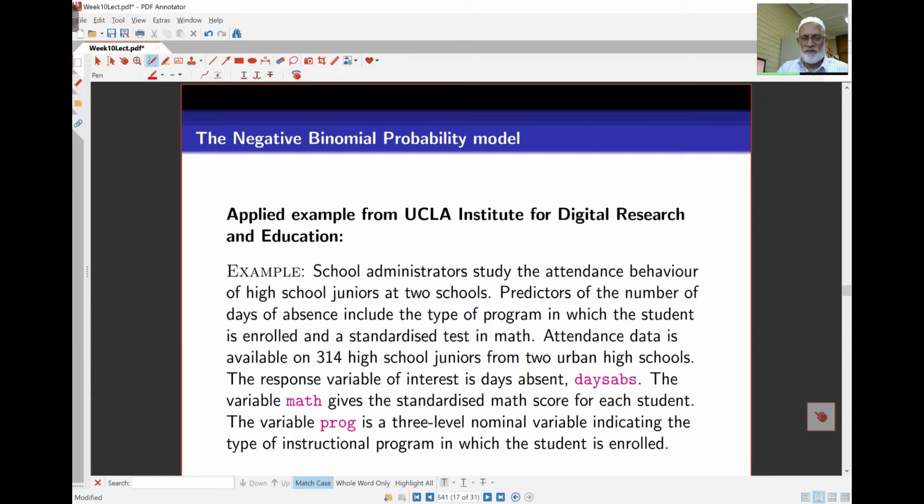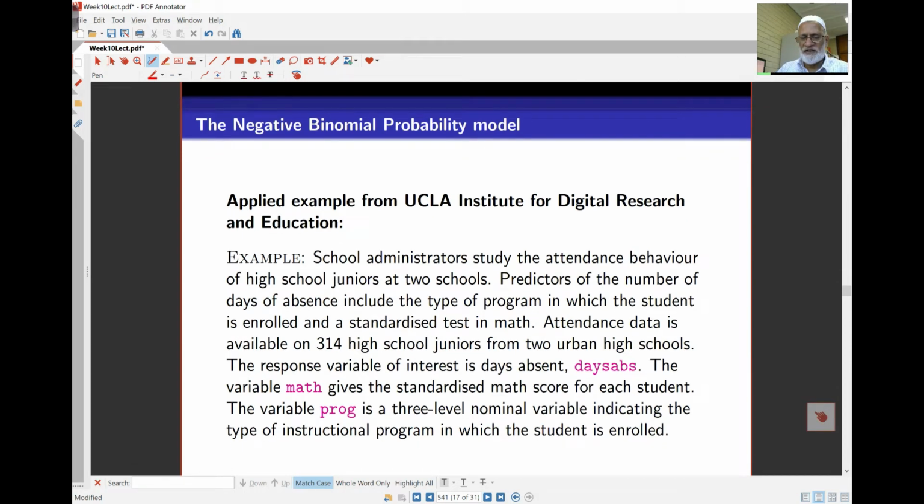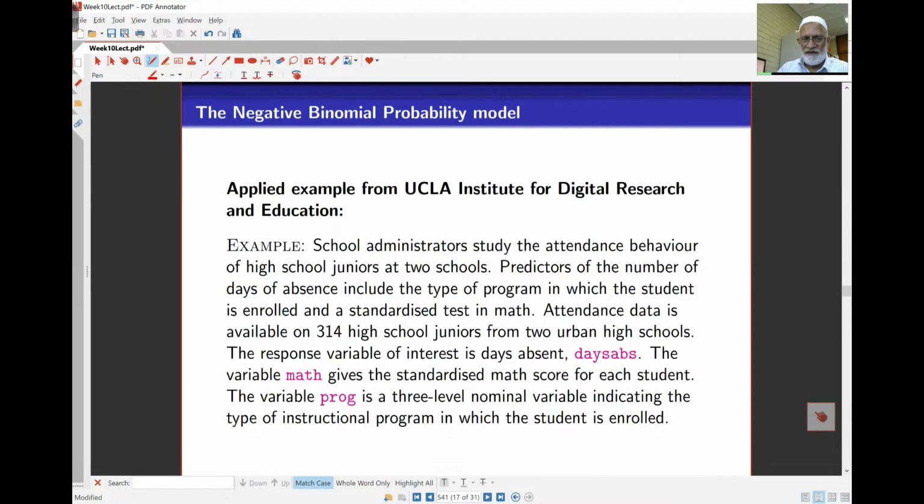The example here is from the UCLA Institute for Digital Research and Education. Here, school administrators study the attendance behavior of high school juniors at 2 schools. The number of days of absence is the response, and the predictors are the type of program in which the student is enrolled and the mark in a standardized maths test. Attendance records are available for 314 students.